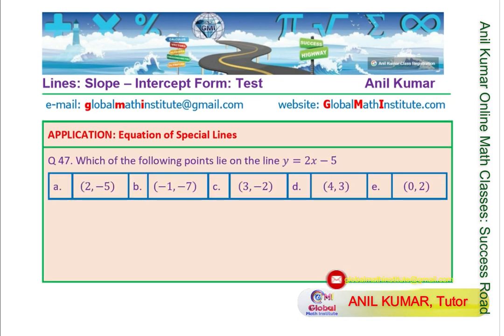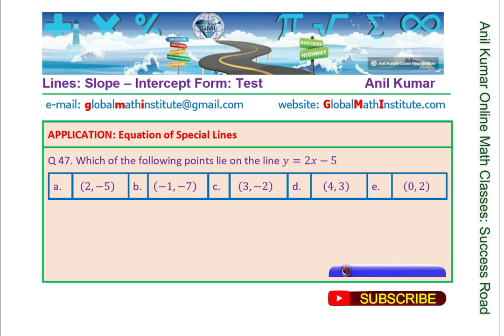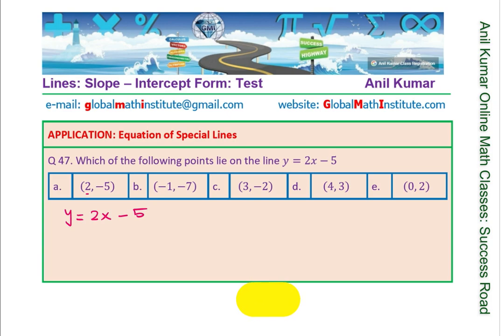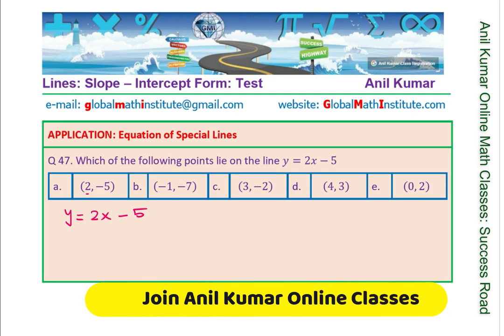Now here is the next question, which is question 47. Which of the following points lie on the line y equals 2x minus 5? In this case, we are given a couple of choices here, 5 of them. So you can substitute the x value and then find the y value. Basically, you are given the equation y equals 2x minus 5. So when you plug in the x value, let's say 2, what do you get? 2 times 2 is 4, 4 minus 5 is not 5, correct? It doesn't work out.